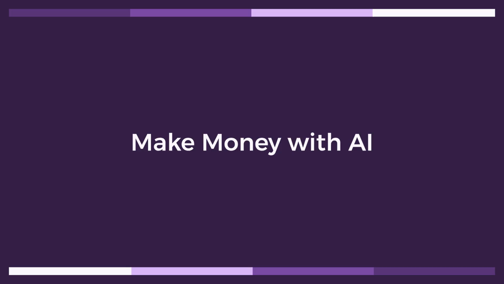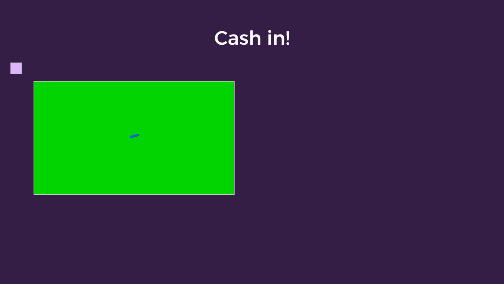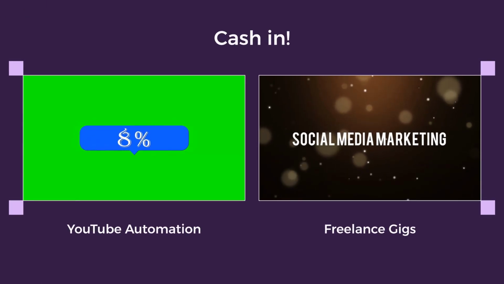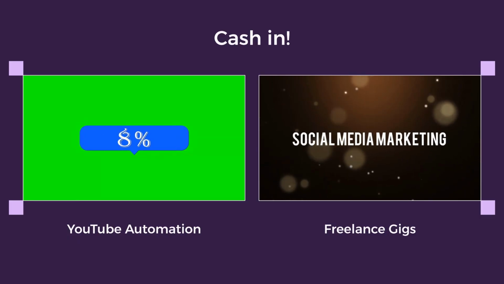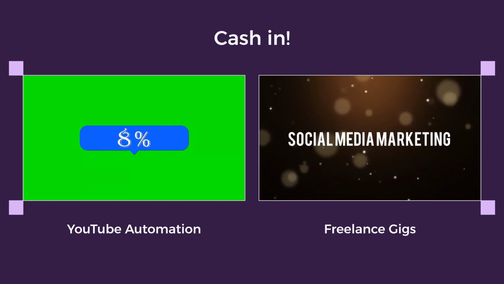Now here's the part that gets exciting. Monetization. Once you can turn text into video like this, you can start earning immediately. 3 ways to cash in. YouTube automation channels for ad revenue, freelance services on Fiverr or Upwork, or repurpose content for businesses. With AI doing most of the work, your time becomes infinitely more valuable.